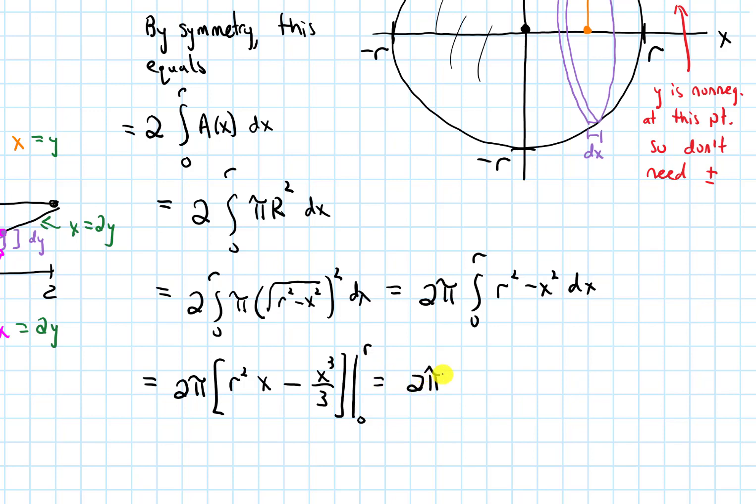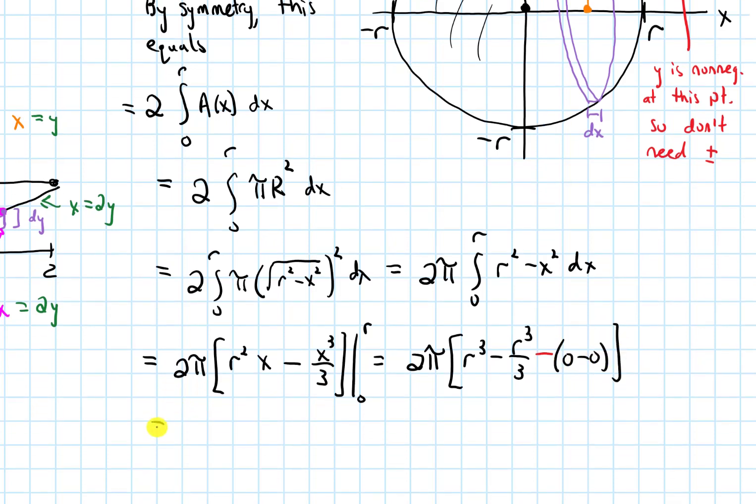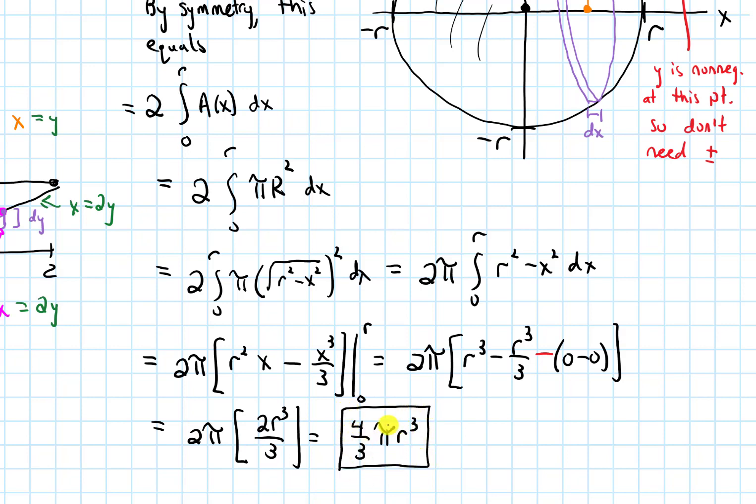We get 2 pi times, if I plug in little r, r cubed in the first term and r cubed over 3 in the next term, minus, if I plug 0 into both of those terms, 0 minus 0. Simplifying, this becomes 2 pi times 2r to the third over 3. Multiplying this out, I get 4/3 pi little r cubed. You might recognize that as the formula for the volume of a sphere. We've just proven where this comes from using calculus.